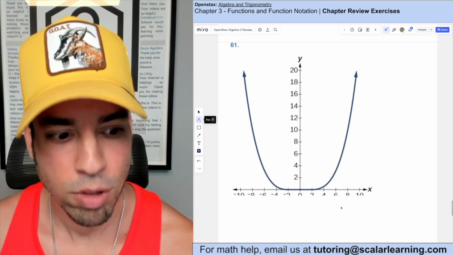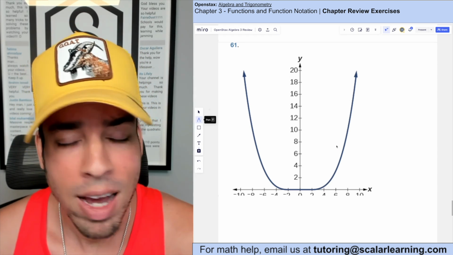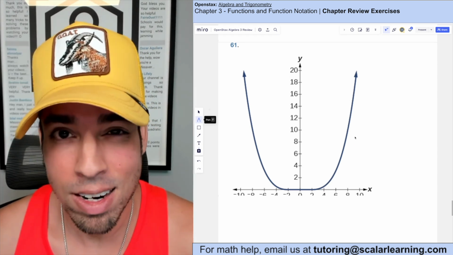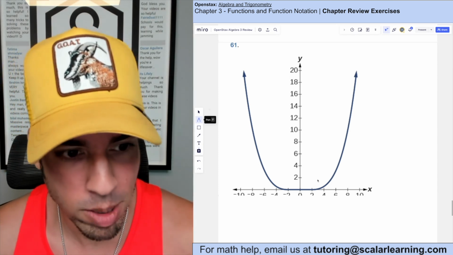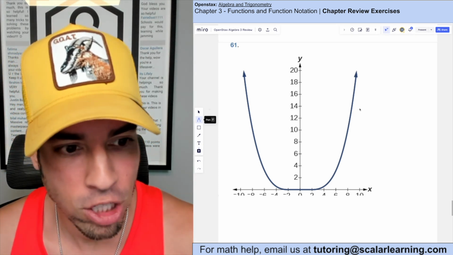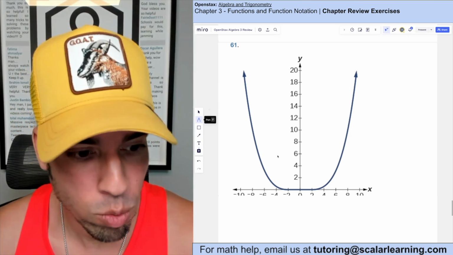Boom, done. For this question, we're determining whether or not it is even, odd, or neither. So I can right off the bat tell you that this is not odd because odd requires symmetry about the origin, which this is not symmetric about. For an even function, it must be symmetric about the y-axis, which it absolutely looks symmetric across the y-axis, right?